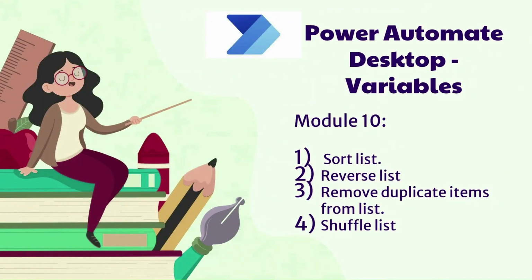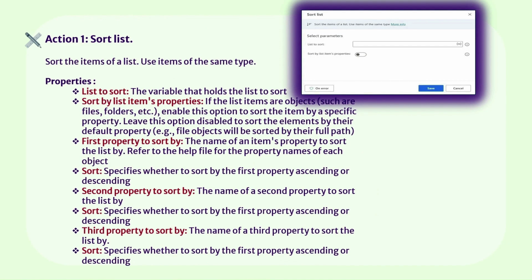Variable actions that will be covered in this session are sort list, reverse list, remove duplicate items from list, and finally, shuffling the list. Let's start with our first action, which is sort list. As the name suggests, it sorts the items of a list, provided the items are of the same type. For example, it can be a list of text, numbers, dates, files in a folder, or folders in a folder, etc.